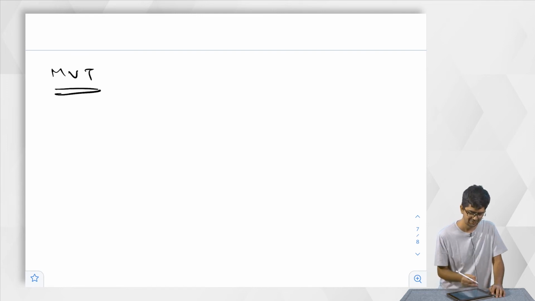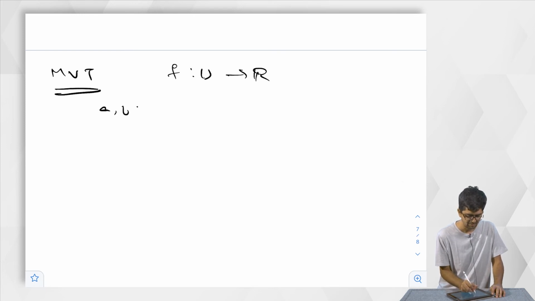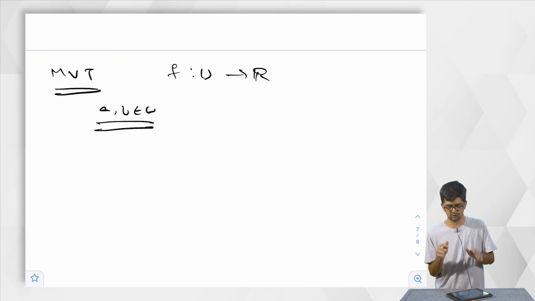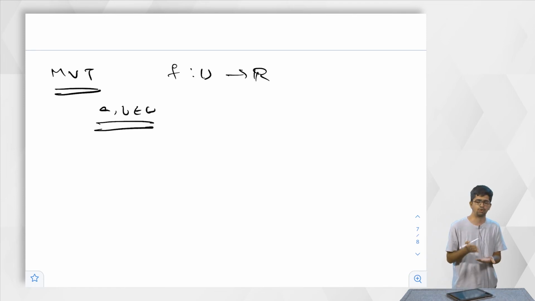I'll recall again what the mean value theorem is. Suppose f is a differentiable function, and I have two elements a and b such that a and b belong to U. I don't know yet whether f of a is equal to f of b. Otherwise, I will be in the Rolle's theorem setup.